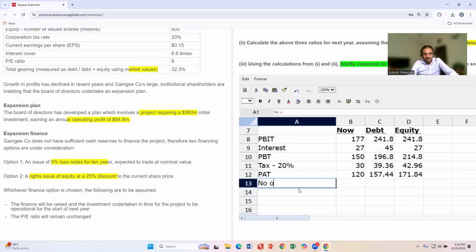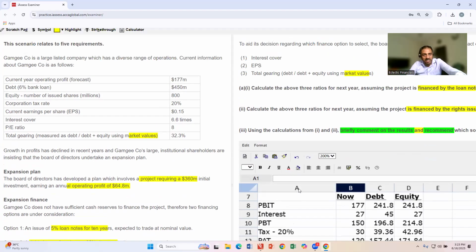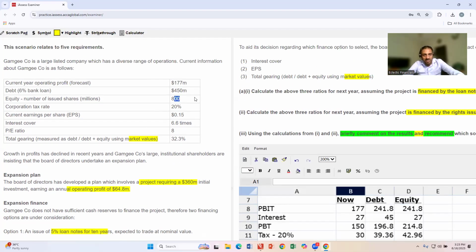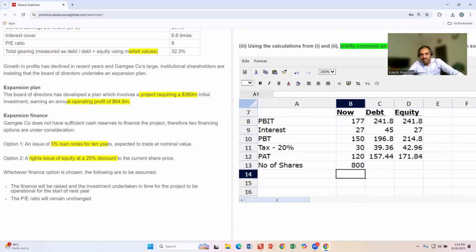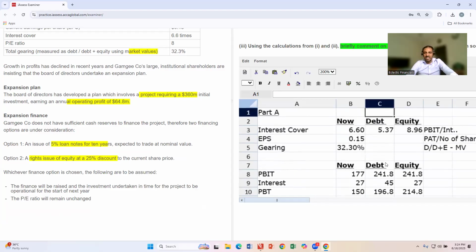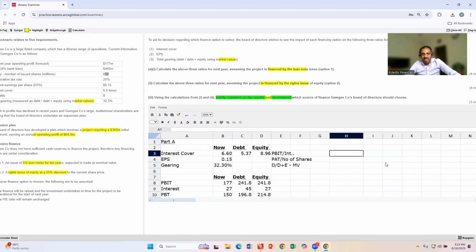Then number of shares. Right now the number of shares is 800. Here it's mentioned that there are 800 shares. In case of debt finance, no change in equity. That means no increase in number of shares. But the point is that you have to make some workings.